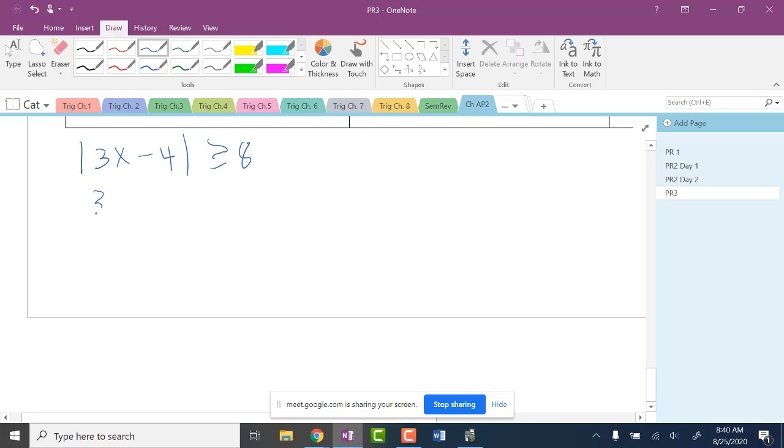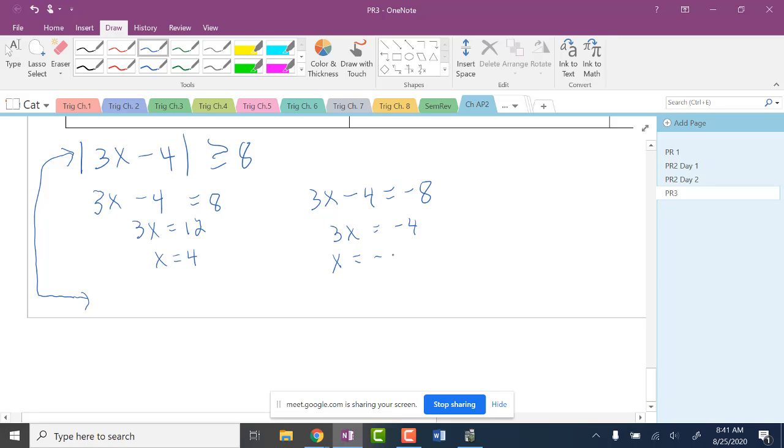You first set up your 2 cases. 8 spaces away from 0 is 8 and -8. Now again, you do an equation just because we're going to analyze on a number line the inequality at the end. We're going to analyze it by looking at the original and plugging and chugging. So add 4, oh, that's nice. Add 4, that's 12. And then divide by 3, you get x equals 4. Add 4, no. 3x is equal to -4, and you get x equals -4/3.